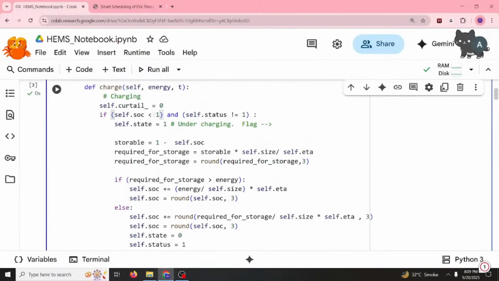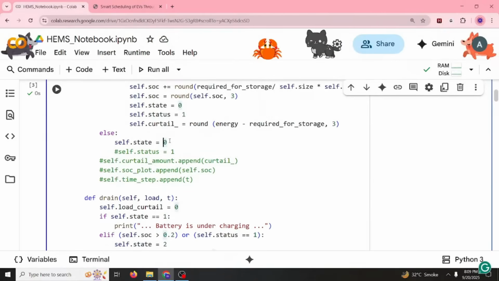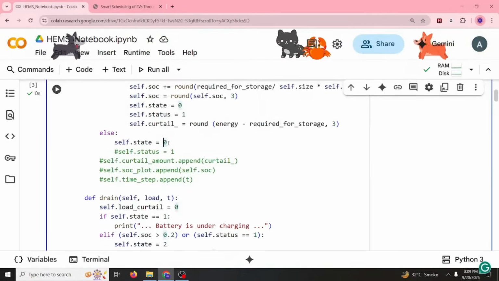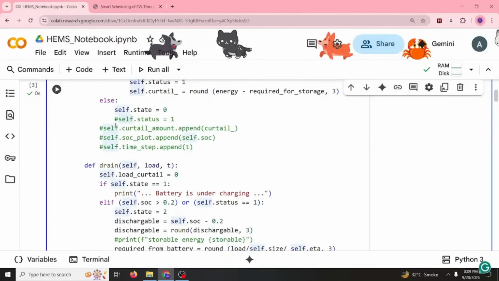Now if we see this overall condition, if the SOC is not less than 1, that means the battery is full. At that point we give the state 0. That means we can now discharge it.